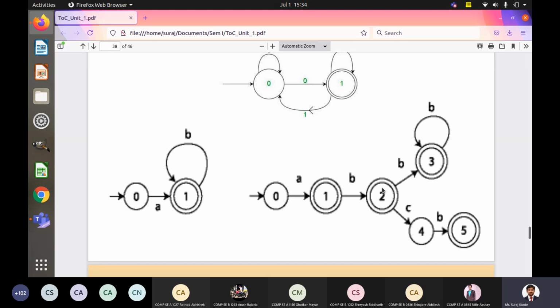On another state, that is state 2, there may be input B or C. If the input is B, it goes to state 3. If the input is C, it goes to state 4. So this is called a transition, a transition from one state to another.